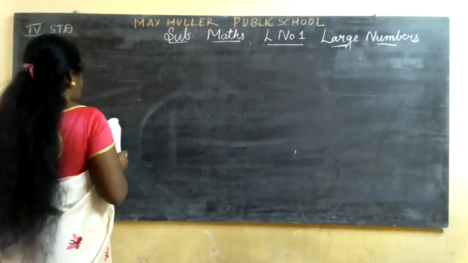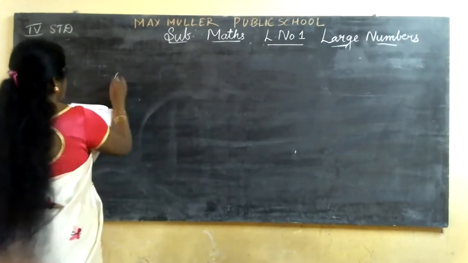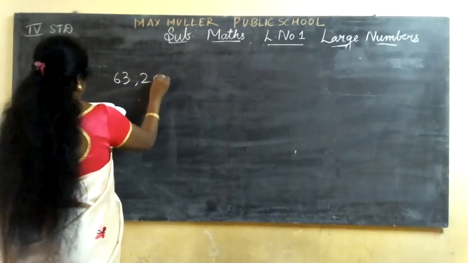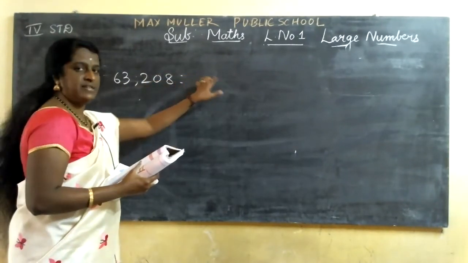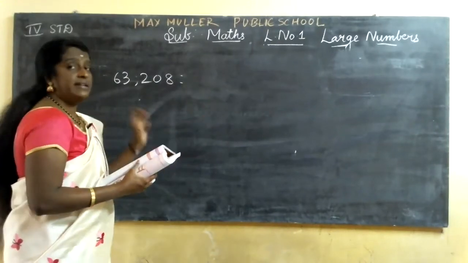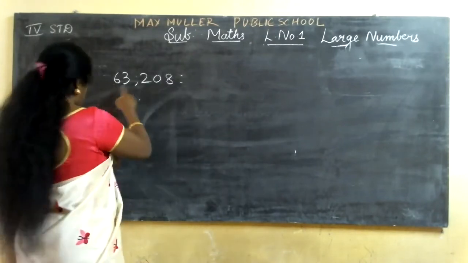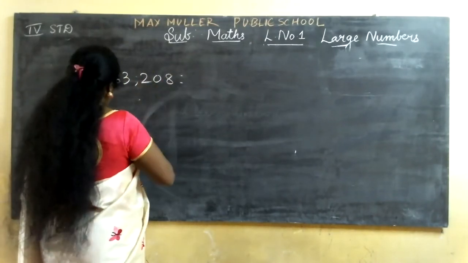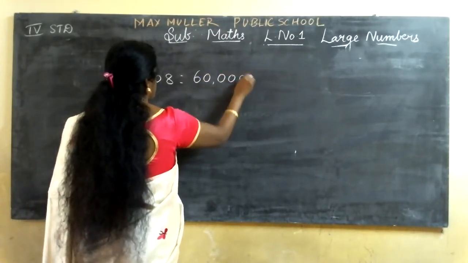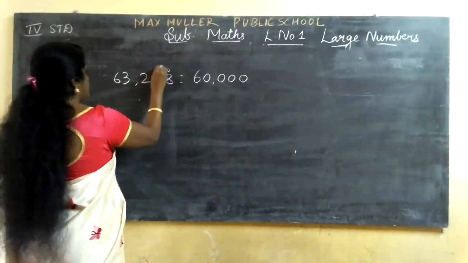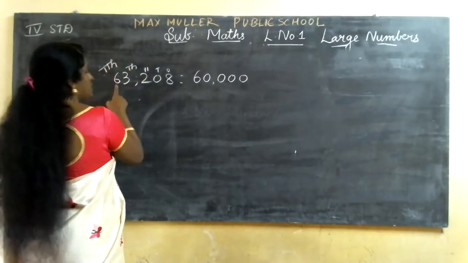Next is write in expanded form. One example is there. So I'll go for the second number, 63,208. You should read it. You may think, oh, 63, sixty-three thousand. Write in expanded form. What you should write? 60,000 plus 3,000. So 60,000, this is 10,000. See, ones, tens, hundreds, thousands, ten-thousands. 60,000.